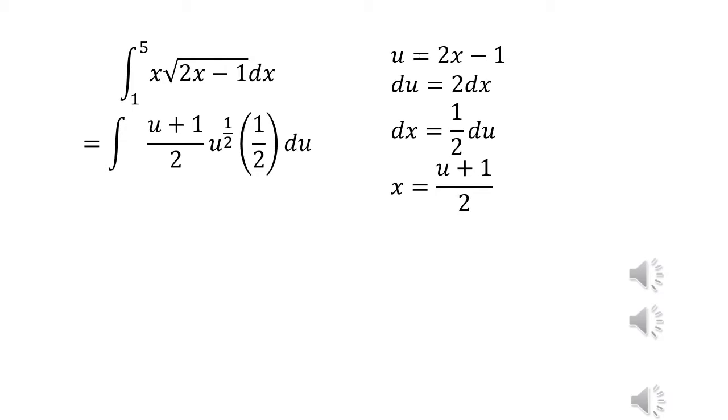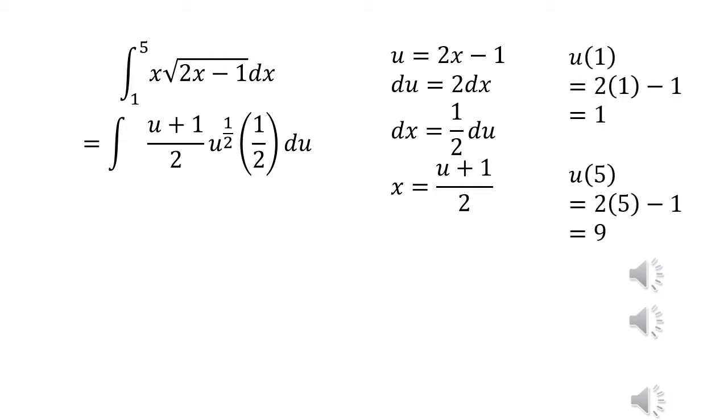What about the limits of integration? Well, yes, we compute those too. u of 1 is equal to 1, and u of 5 is equal to 9. And so we replace everything, getting the final integral from 1 to 9 of u plus 1 over 2 times u to the 1/2 times 1/2 du.